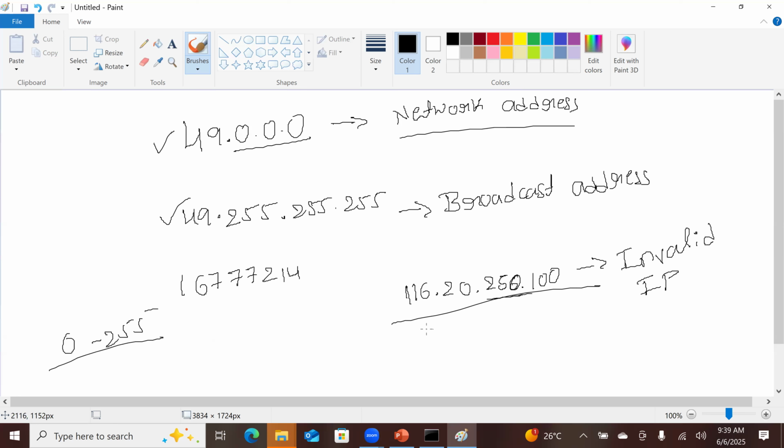Then obviously it is going to be class A. Because always, when you are looking at any IP address, you have to look at the first octet. Just forget the remaining octets, whatever they have. Just see the first octet. Yes, 116. This number is between 0 and 127, so it belongs to class A. So it is a class A IP address. Clear?